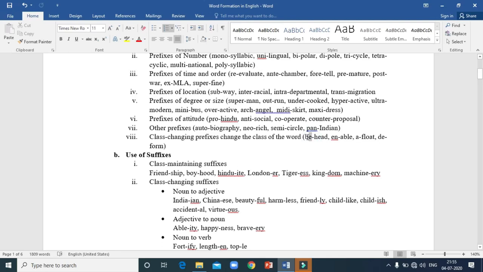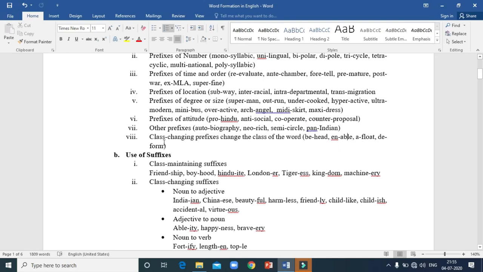Likewise, let's look at en-. Able is an adjective. But when we add en-, it becomes enable, which is a verb. So en- is a class-changing prefix, which changes an adjective to a verb. So this is an example of a class-changing prefix.